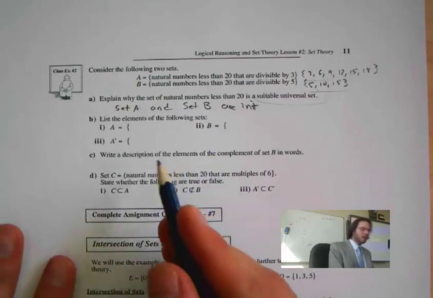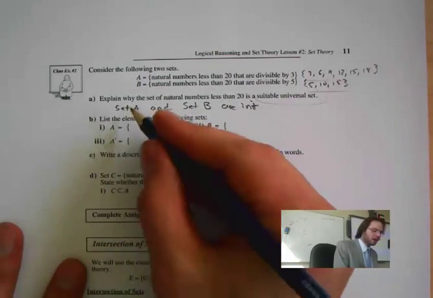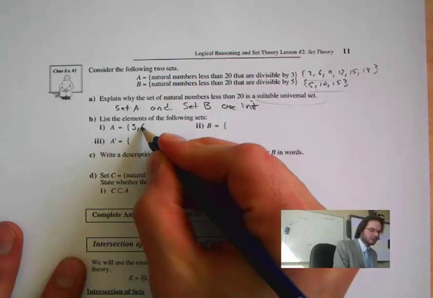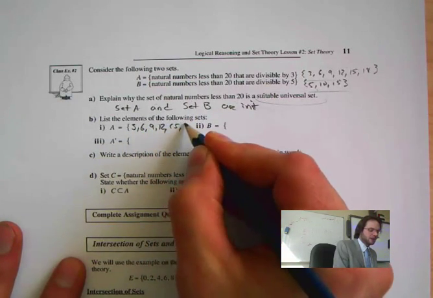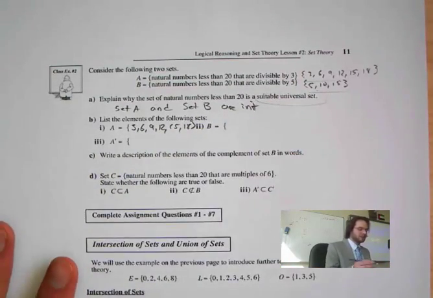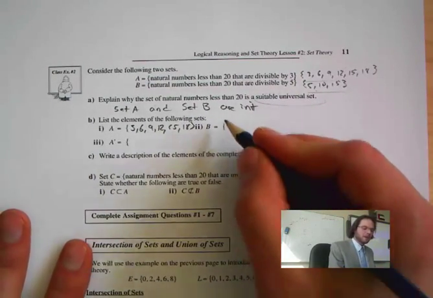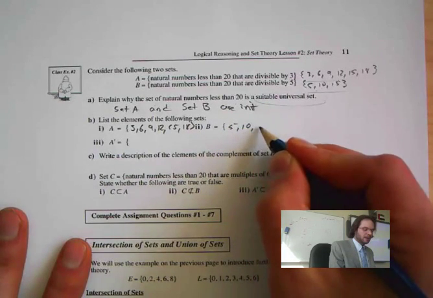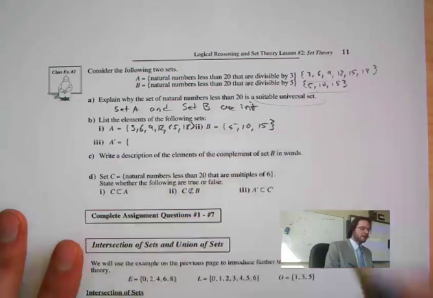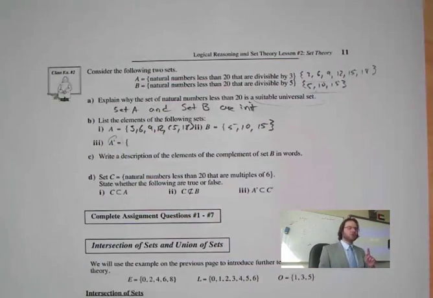So it says, list the elements for subset A. I already did that up there, so I'm just going to do it again. 3, 6, 9, 12, 15, and 18. Now it wants us to list the elements for B. That's going to be 5, 10, and 15. Okay? Now it says, what is everything not in A?